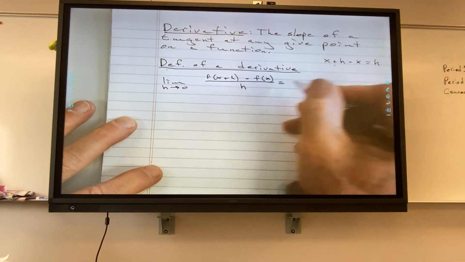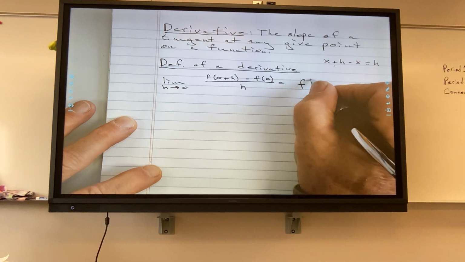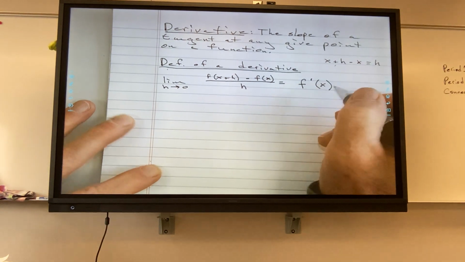is equal to the derivative. And that's the notation for a derivative.